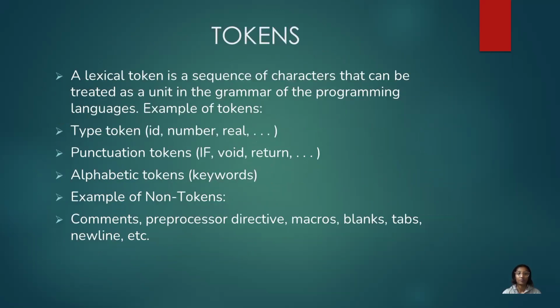Next, tokens. A lexical token is a sequence of characters that can be treated as a unit of grammar of the programming language. Example of tokens, type of tokens, that is in the form of ID, number, or real, and punctuation tokens, that is if, void, return. Then alphabetic tokens, that is in the form of keywords. Example of non-tokens are comments, preprocessor directives, macros, blanks, tabs, new line, and etc. This is about the tokens.